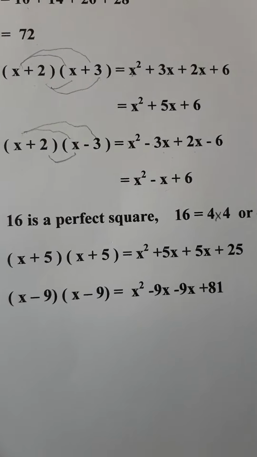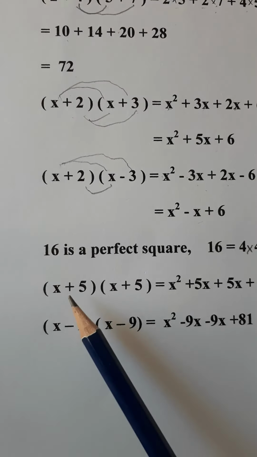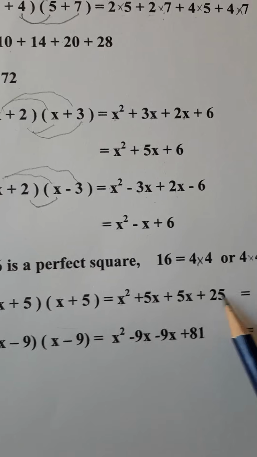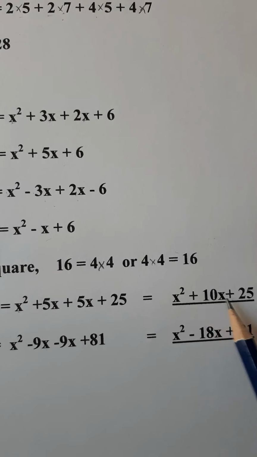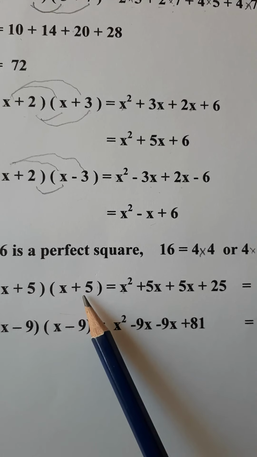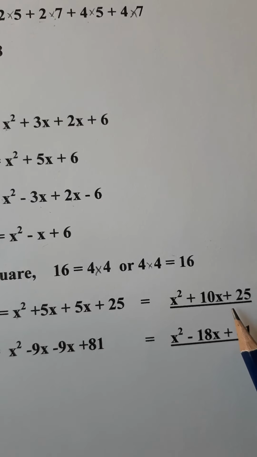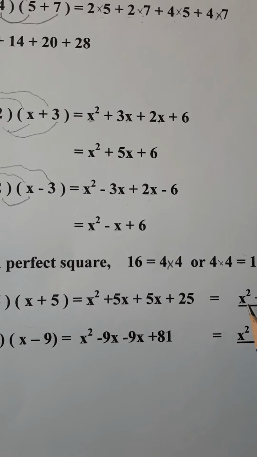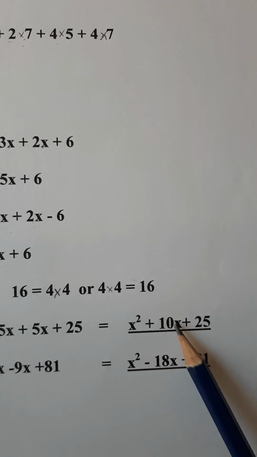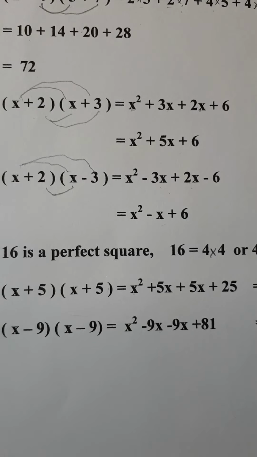If you look at x plus 5 multiplied by x plus 5, what happens? You get x squared, 10x, and 25. This is the answer. So when you multiply the same binomial expression with itself, you get a special situation. You can notice something: if you divide this number by 2, you get 5. 5 squared is 25. Let's look at another example with a minus sign.